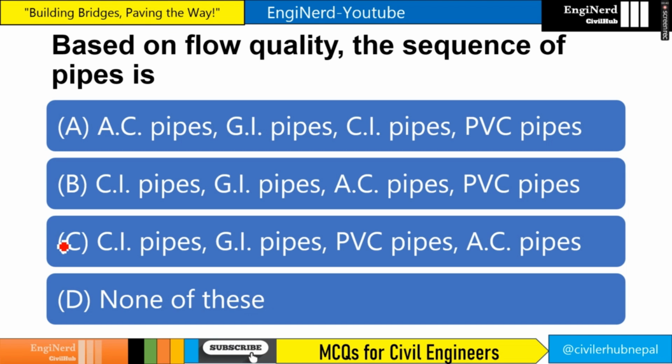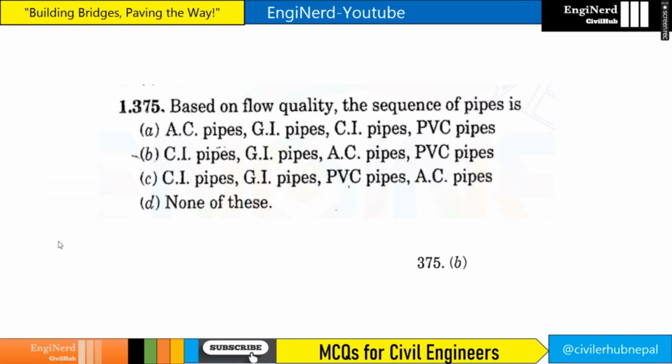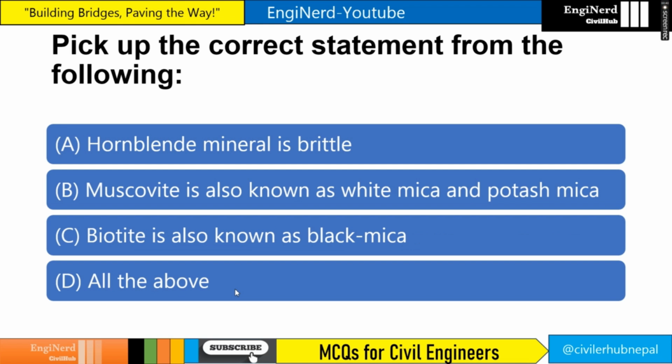Based on flow quality, the sequence of pipes is, these are the options, and the answer is option B: CI, GI, AC and PVC, CGAP, the short form. Next, pick up the correct statement from the following. Hornblende mineral is brittle. Muscovite is also known as white mica and potash mica. This is correct. Biotite is also known as black mica. It is also correct. So the answer will be all of the above.